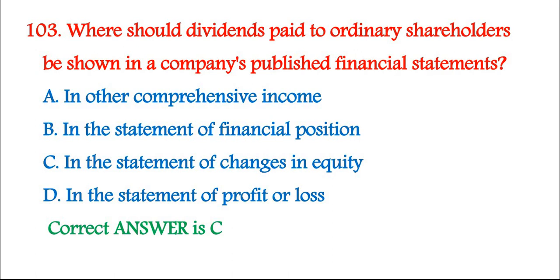103. Where should dividends paid to ordinary shareholders be shown in a company's published financial statements? A. In other comprehensive income. B. In the statement of financial position. C. In the statement of changes in equity. D. In the statement of profit or loss. Correct answer is C.